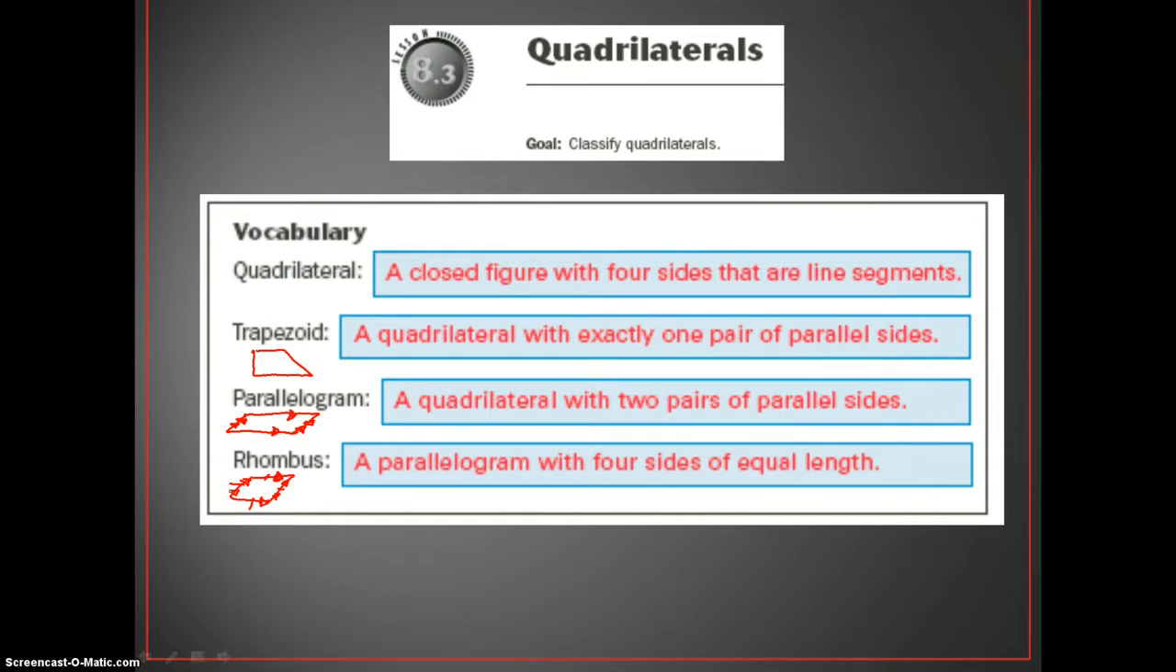All of these are quadrilaterals, so when they ask you to identify the type of shape, you want to make sure you are more specific than quadrilateral.